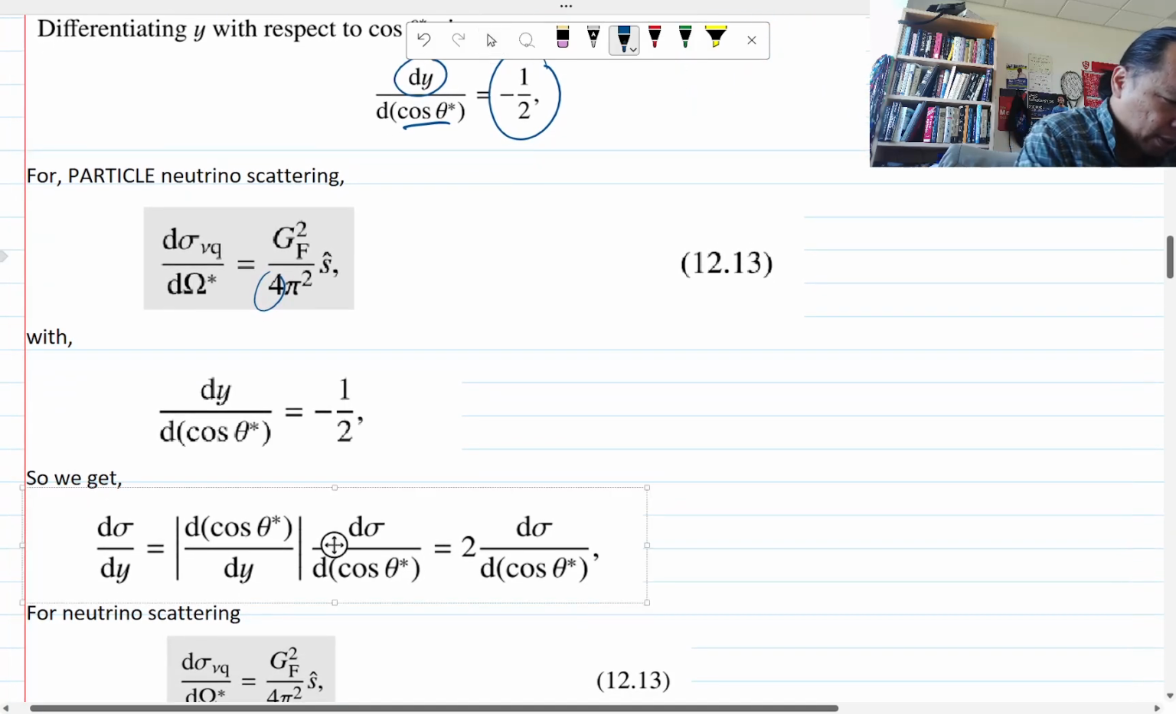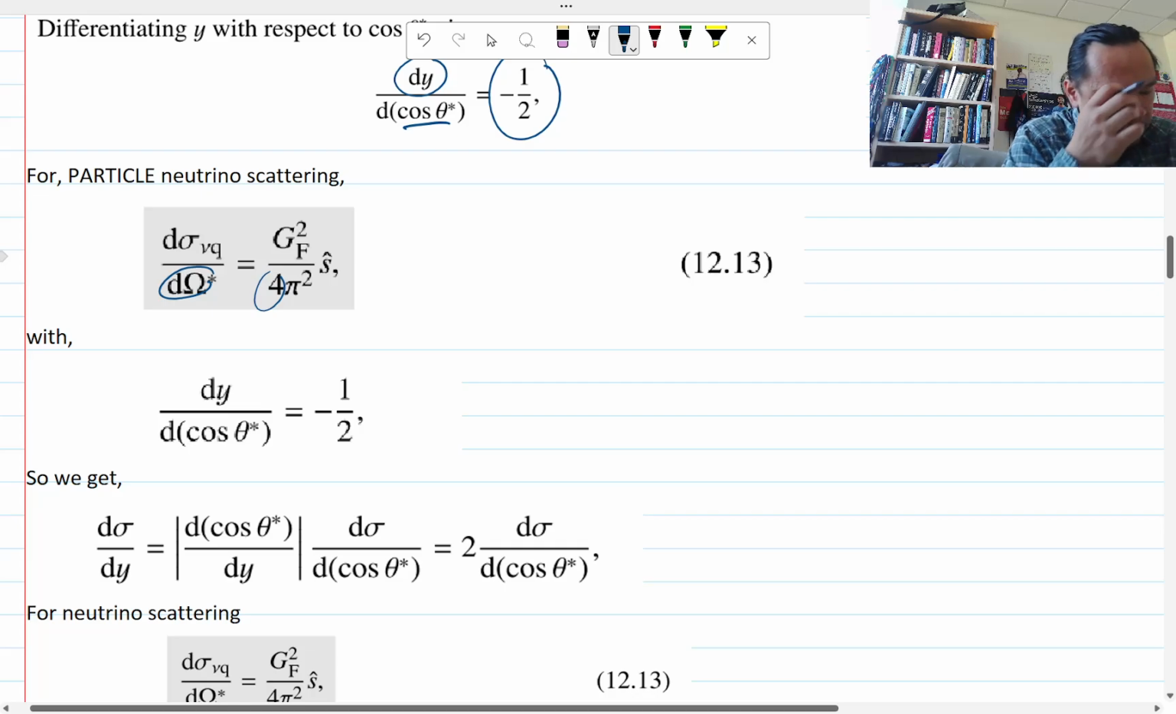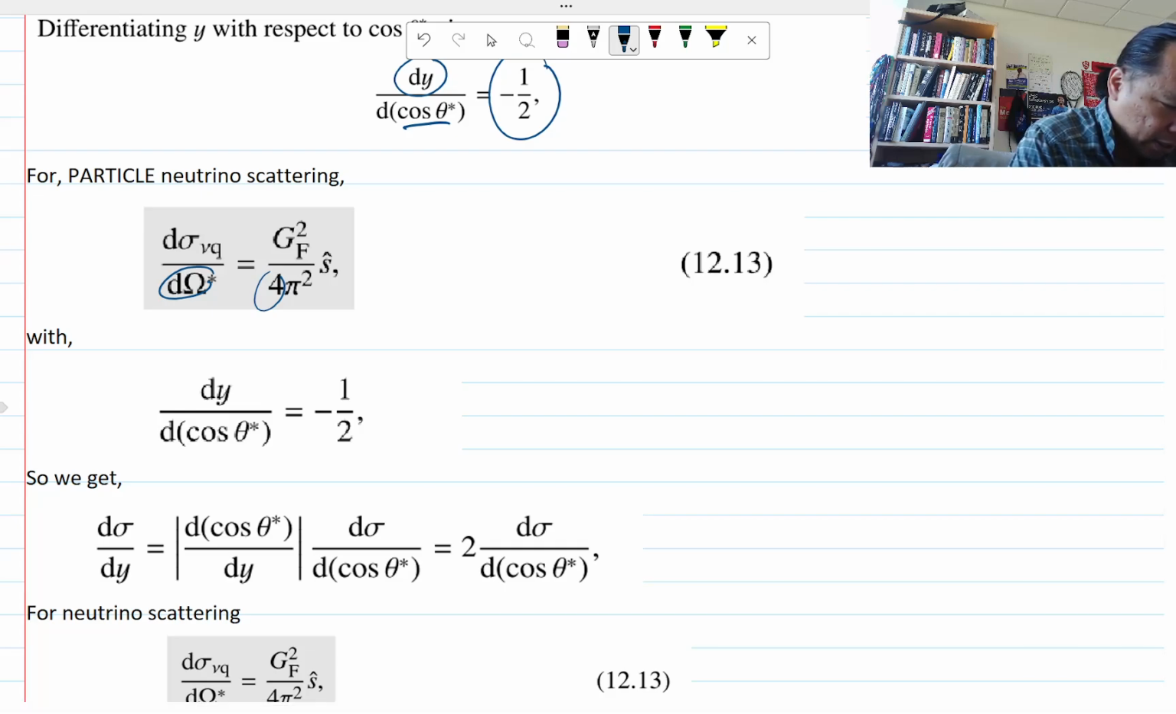So what we can do is convert this to basically a differential cross section with respect to y instead of omega. So we know dy d cosine theta, which is -1/2. So if we want d sigma dy, it's the same thing as d cosine theta dy, which is the reciprocal of this upside down, times d sigma d cosine theta. And therefore, the relationship between d sigma d, let me just write this on the right-hand side, make it a little easier to read.